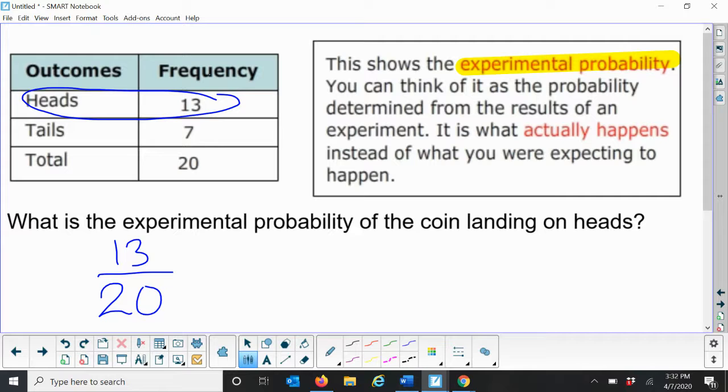and that would be our experimental probability for this particular experiment.